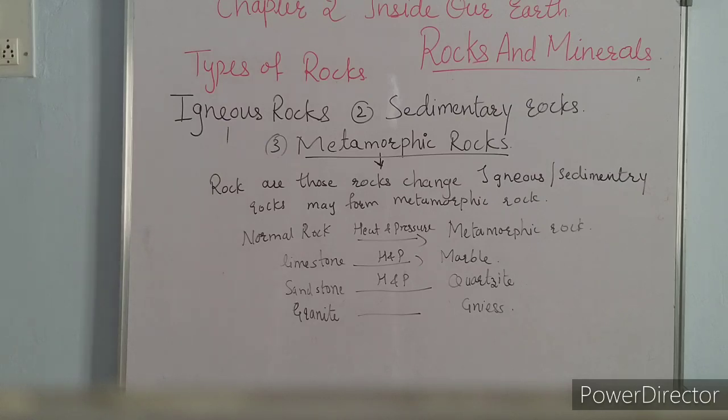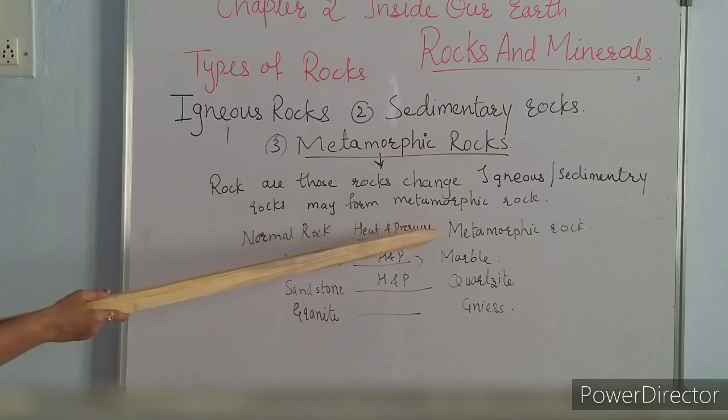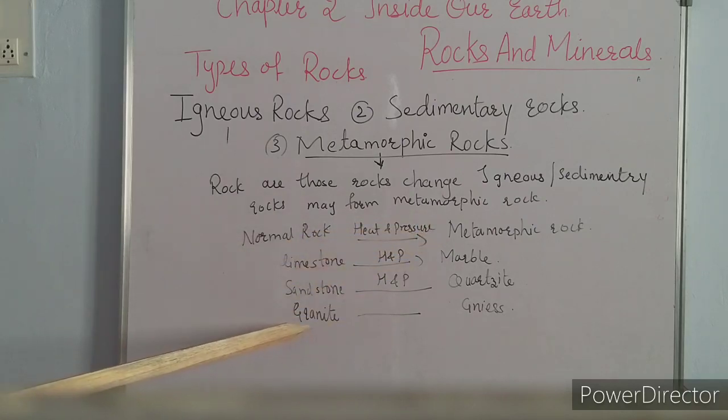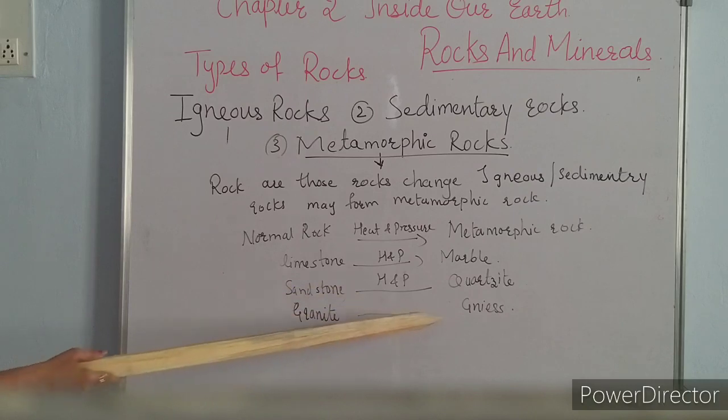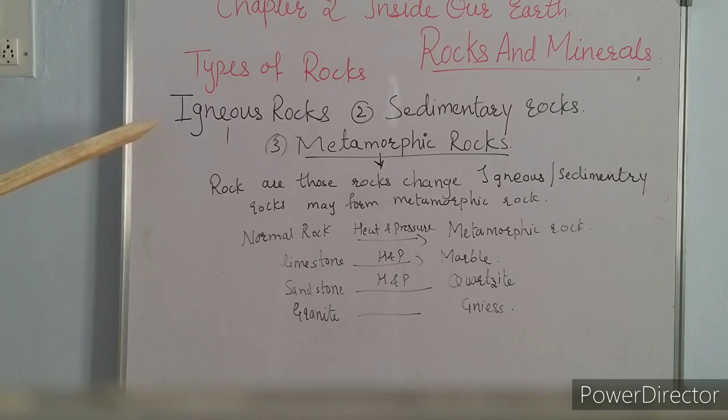You can see that limestone, with heat and pressure, becomes marble. Sandstone, with heat and pressure, becomes quartzite. That means igneous rock or sedimentary rock, when subjected to more heat and pressure, becomes metamorphic rock. Granite can also be changed by heat and pressure. So you can find three types of rocks: igneous rock, sedimentary rock, and metamorphic rock.